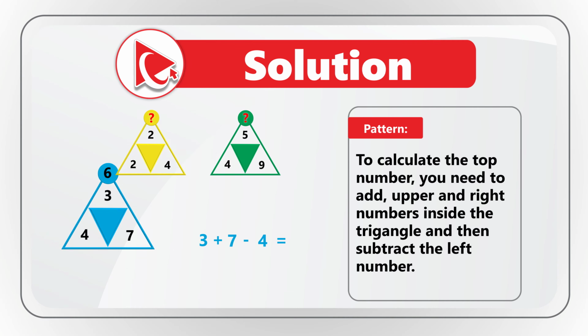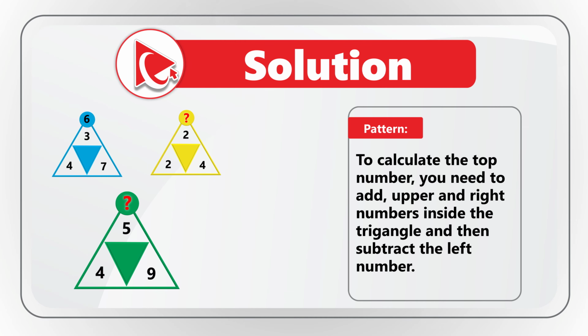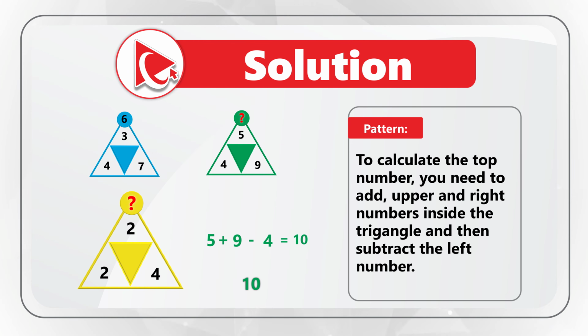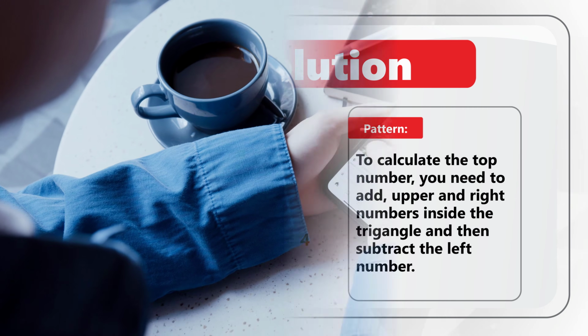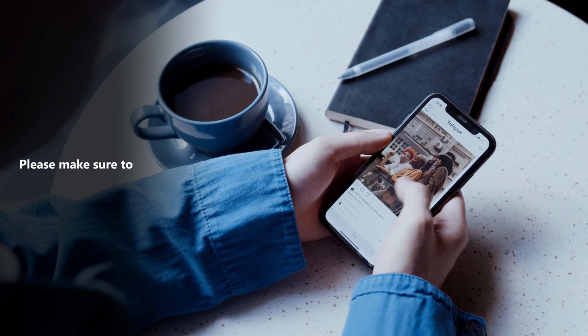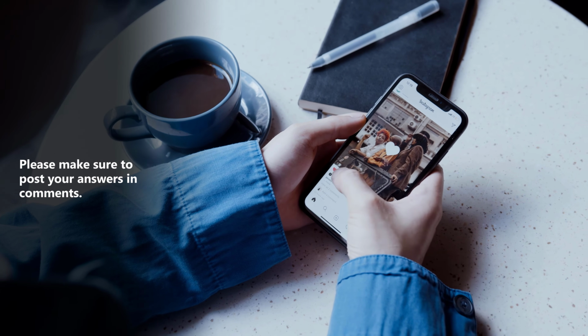equals 6. For the green triangle, the calculation will be 5 plus 9 minus 4 equals 10. And for the yellow triangle, the calculation will be 2 plus 4 minus 2 equals 4. So the correct choice here is answer A, 10 and 4. Did you figure it out? Please make sure to post your answer, rationale, and thought process in comments.